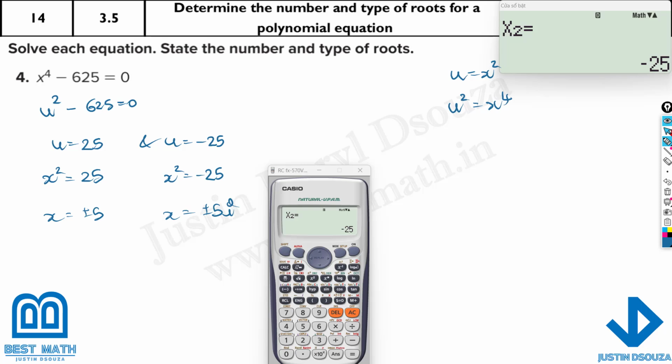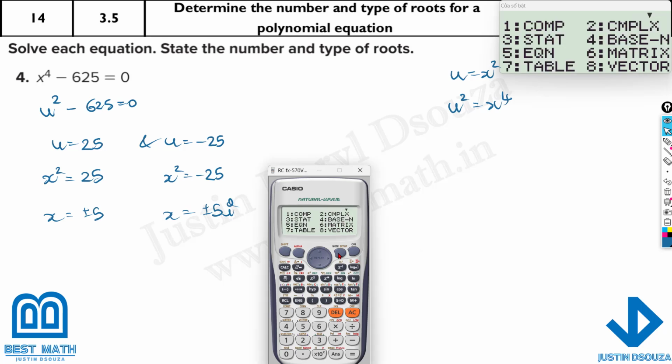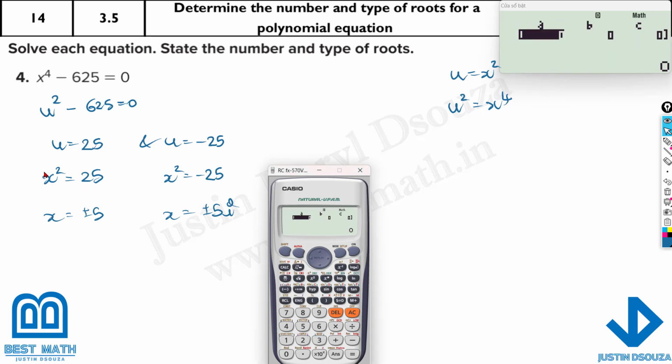How can you do that in the calculator? See here, whenever you're taking the square root of a negative number, you will have to just do the number. 25 will be plus or minus 5, but then remember to write i. Mode 5 and 3. Now remember here, when you're putting it in the calculator, you must write x squared minus 25 is equal to 0.